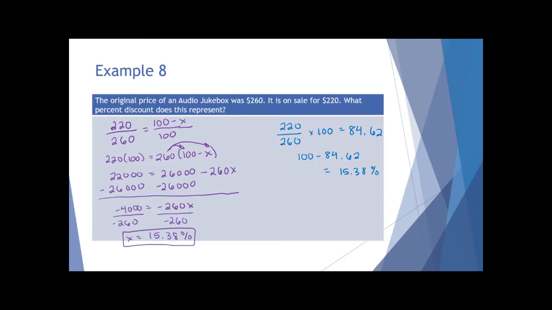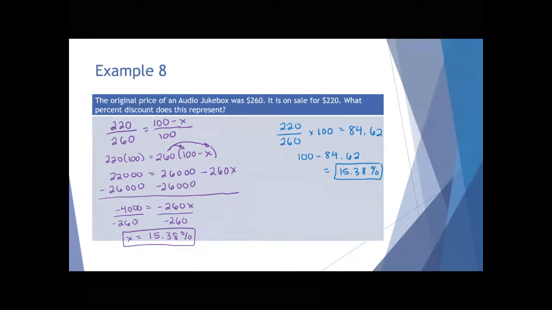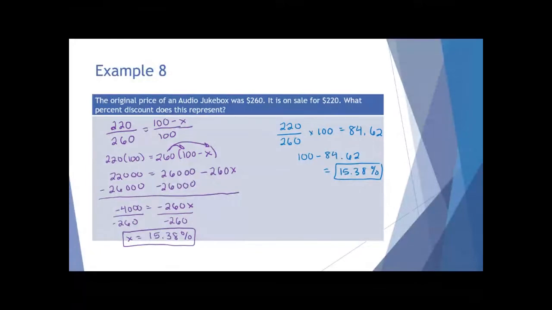15.38%. So you are paying 84.62% of the original price, which meant you saved 15.38%. So it's similar to example 7, where we had to subtract 100. In this case, it's the other way around. You're basically finding the difference from 100 to figure out how much was added or how much was subtracted. Any questions?